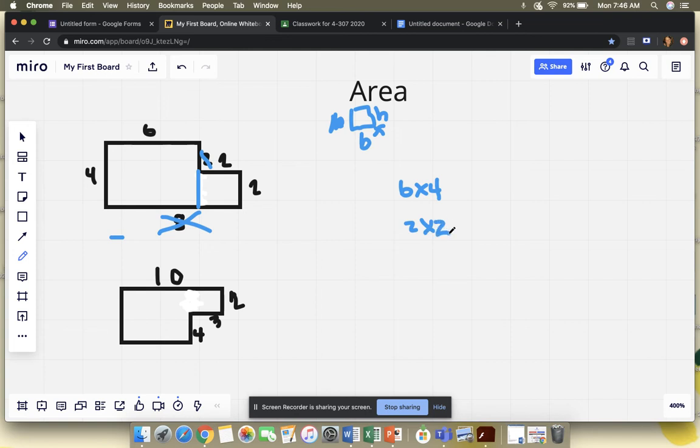Now, doing them separately is not enough. I know that 6 times 4 is 24, and 2 times 2 is 4. But that doesn't tell me the area of the whole thing. It just tells me the area of this one and the area of this one. So I got to add them. 24 plus 4 is 28. You got to add the two together as your final step. So there's 3 steps. Step 1 is figure out this one. Step 2 is figure out this one. Step 3 is add them together. All right? So 3 steps.